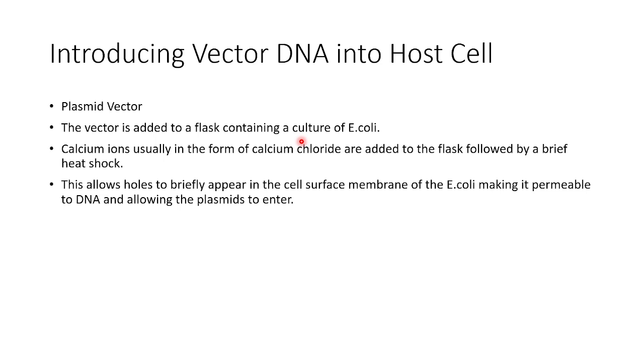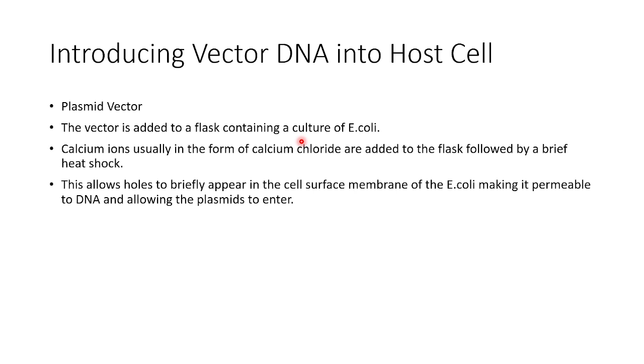So we have the plasmid vector. Now the vector is added to a flask containing a culture of your E. coli. Calcium ions, usually in the form of calcium chloride, are given to the flask, followed by a brief heat shock. So this is the entire protocol of your transformation, which I will also be discussing. What this does is allow holes to briefly appear in the cell membrane of the E. coli, making it permeable to the DNA and allowing the plasmids to enter.